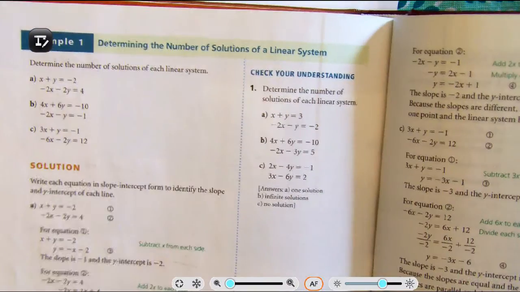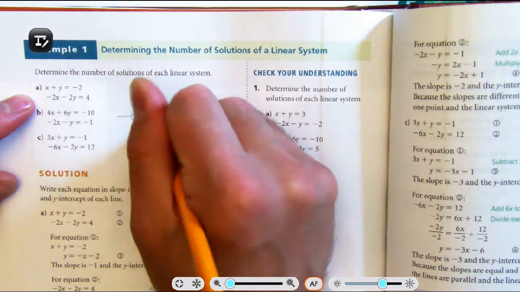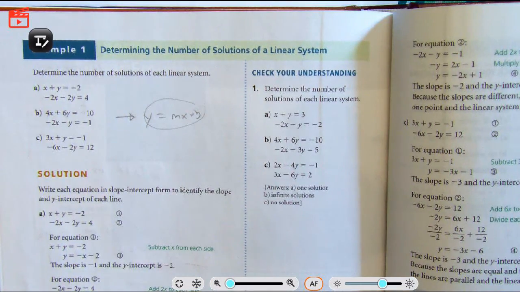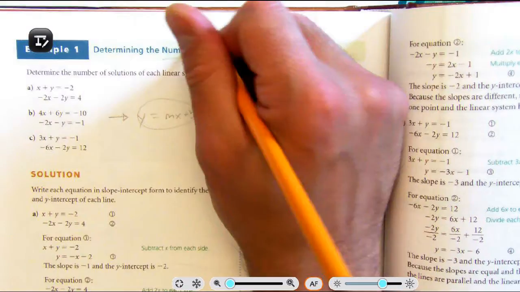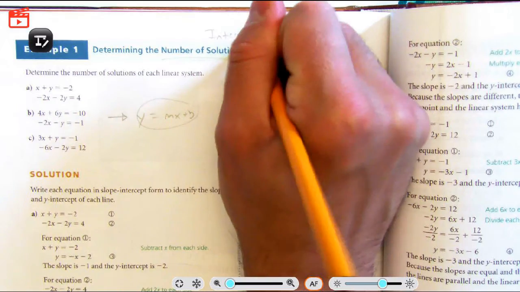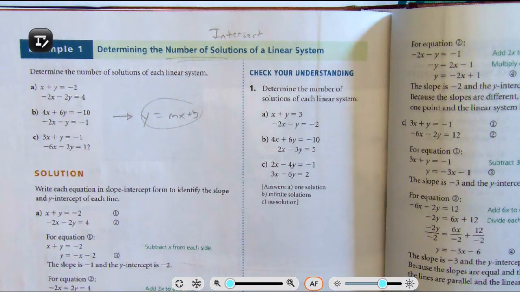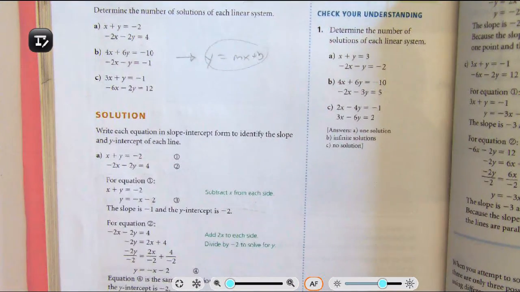So they give you some examples. The best thing to do is turn all of these into y equals mx plus b form so you can easily compare them. That's what I would do if they were asking me how many times do they intersect, because that's really all number of solutions means: how many times do they cross, how many times do they intersect. So turn all of these 6 into y equals mx plus b form, and then you can judge.